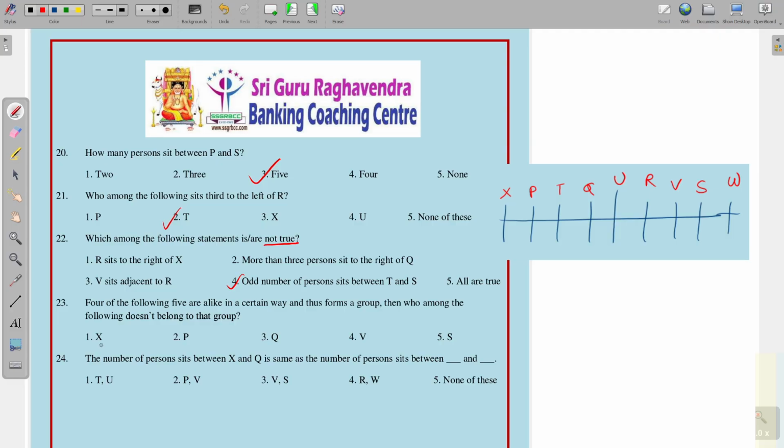X sits at the extreme end, P in the middle, Q middle, V middle, and S middle. So X is the odd one out. The number of persons sitting between X and P is the same as between the other pair. Between X and P there are 2 persons. Between T and U there is 1 person, between P and V 4 persons, between V and S no persons, and between R and W there are 2 persons.